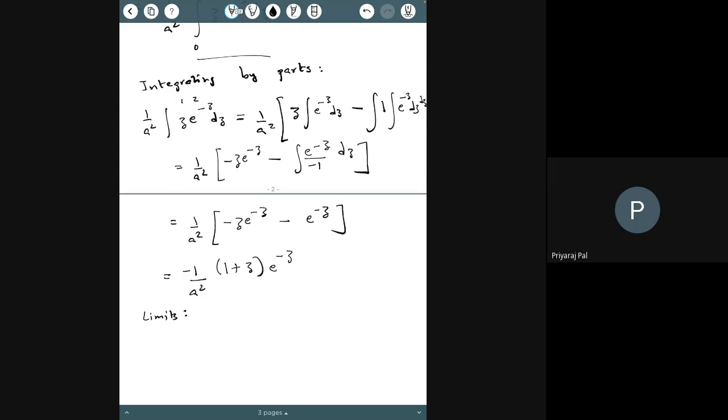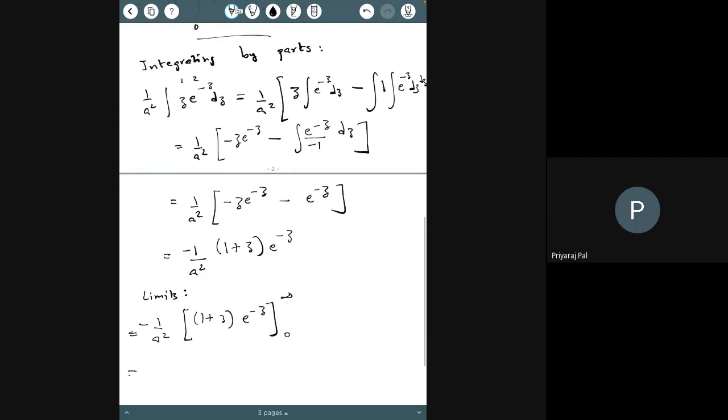Now let's put the limits. Then I get minus 1 by a squared, 1 plus z, e to the power minus z, from 0 to infinity. When I put z equal to infinity in the first term, I get e to the power minus infinity, which is 0. And when I put 0, I get 1. So this is basically equal to minus 1 by a squared into minus 1, that is 1 by a squared.